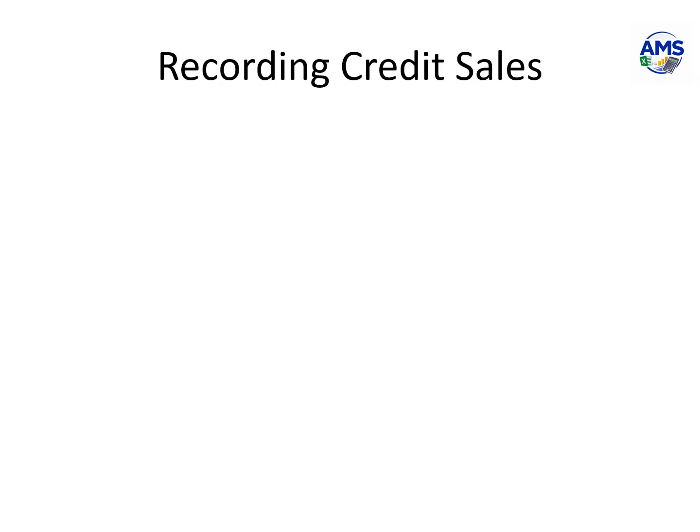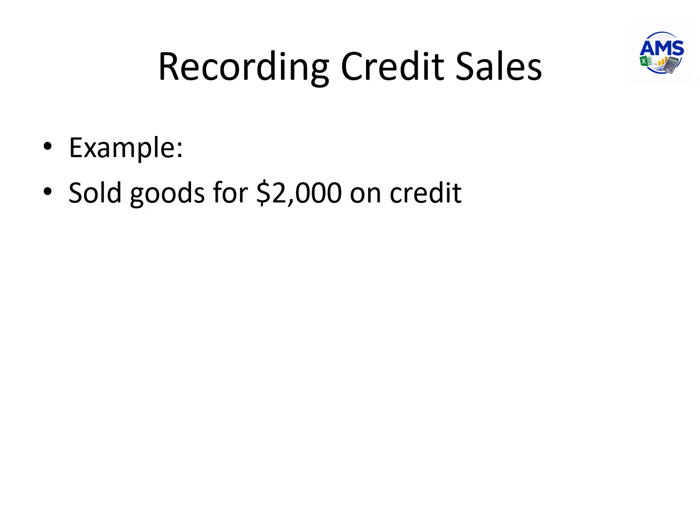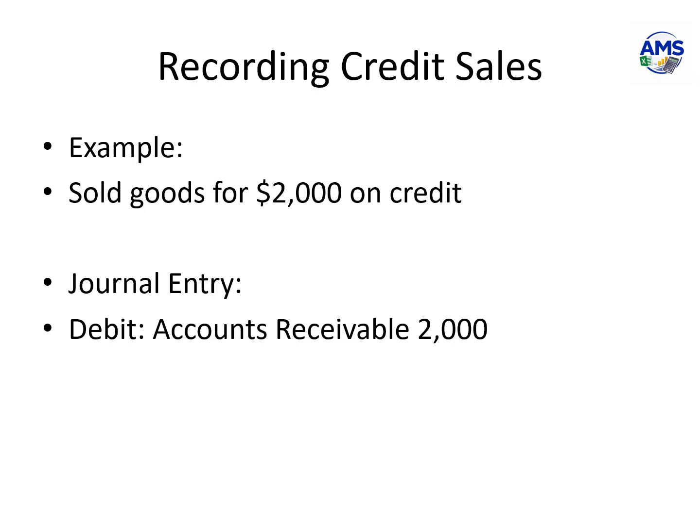So let's go to the next item, how to record credit sales. Let's look at an example. A business sells goods worth $2,000 on credit and the customer has not yet paid. So the journal entry will be, we debit accounts receivable by 2,000 and we credit sales by 2,000.